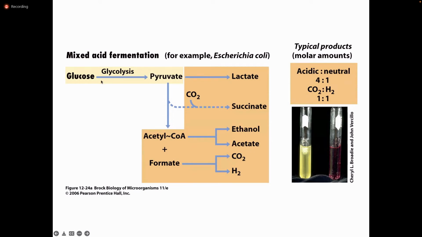So if we have glucose, then after metabolism by E. coli, it can produce lactate and acetate, and even some CO2 and hydrogen. So what we can do is that we can have a little tube here.